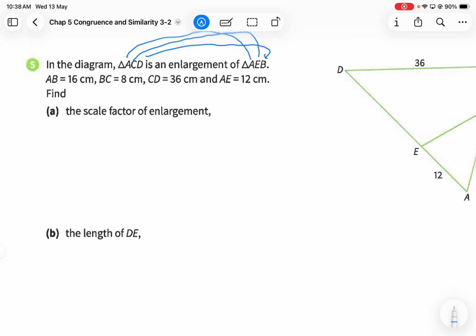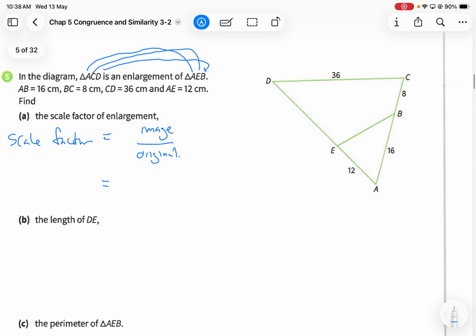Because when we want to find the scale factor of enlargement, the scale factor is equal to the image over the original. And in this case, out of ACD, the enlarged one, the image, there are two sides that we know. One is 36. The other one is AC, 16 plus 8. So this side is 24.